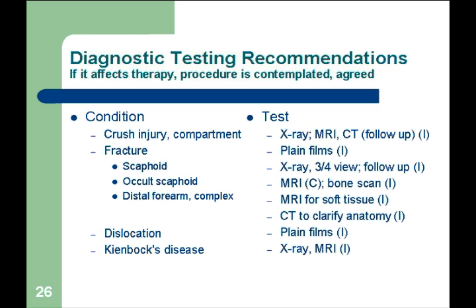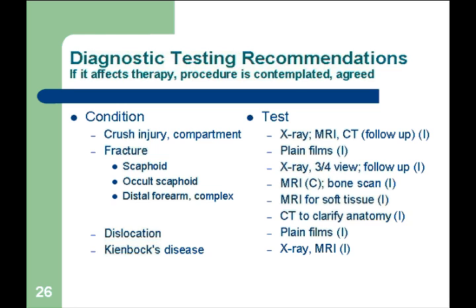Crush injuries, again, recommended, but with I's, and all of these on this page are I's, so that means that it's basically consensus-driven. X-rays are helpful. MRI may be helpful. A CT if you think it's bone. Rule out fractures. Plain films are very effective. Scaphoid views, you can get additional scaphoid views that may be helpful. If you think you have an occult scaphoid fracture, you can look at a MRI or a bone scan. You can even do a CT. Distal forearm complex injuries, MRIs if you're looking at the soft tissue.